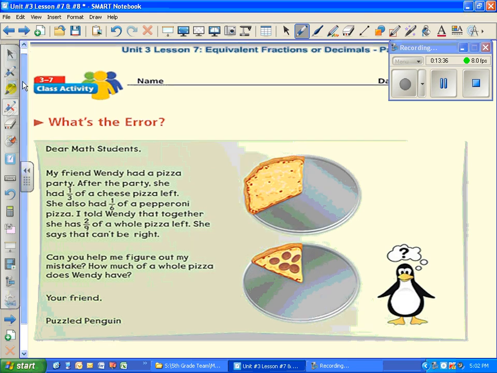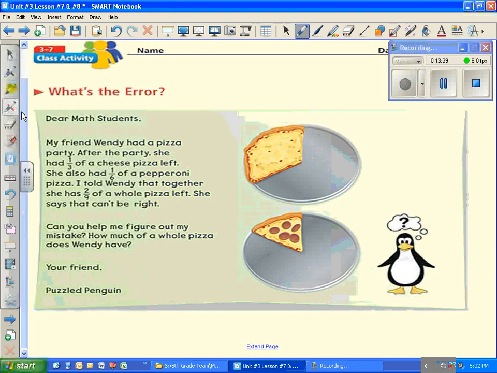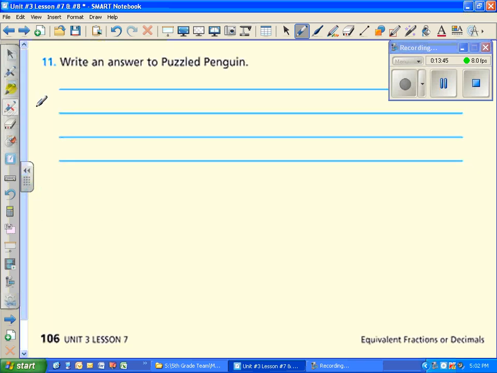All right, one more page and then we're done for tonight. It says, what's the error? Dear math student, and this is, I believe, I don't know where it's at. Let me just check the next page. 106.